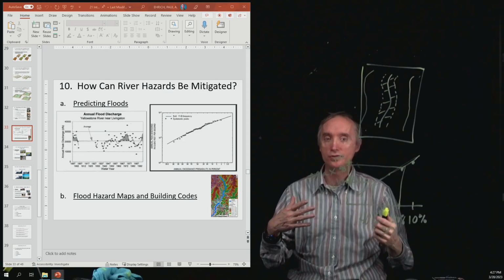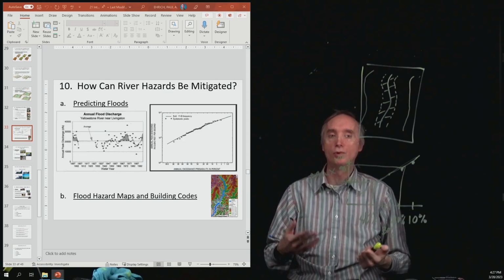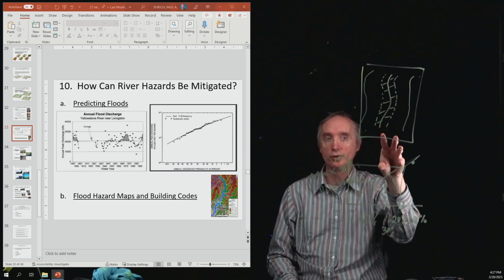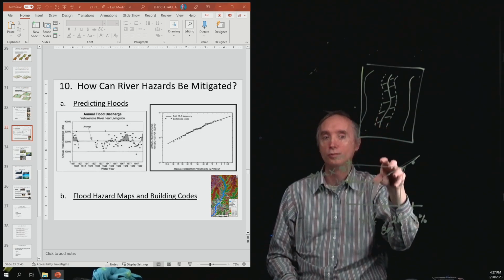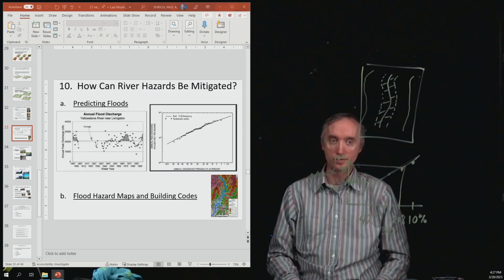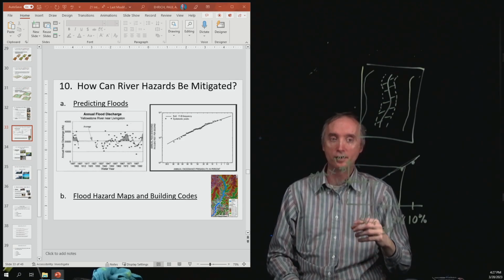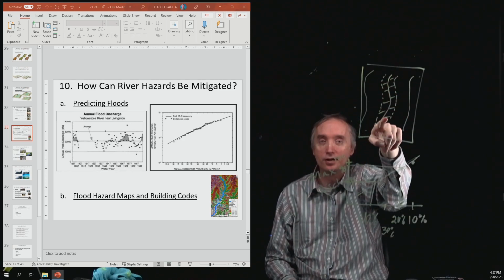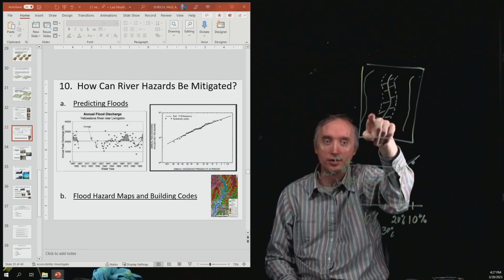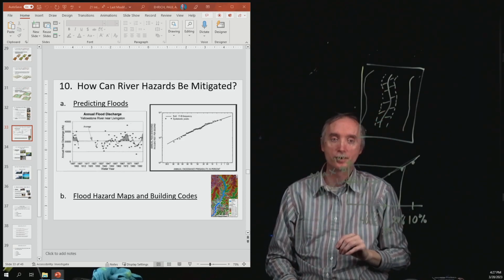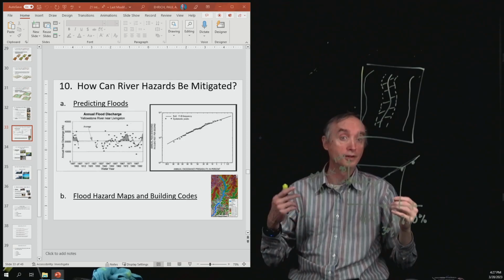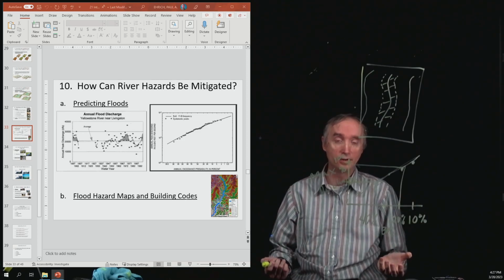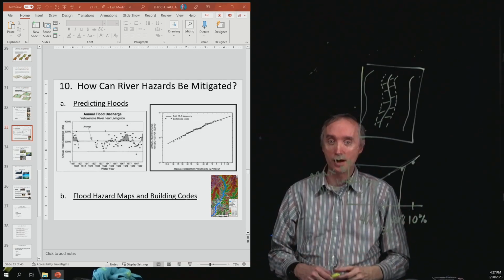Now, how's that going to help us? So once we know what the probability is that a flood is going to occur, we can then come up with building codes. And we could say that if there is a 90% chance that the water is going to be in this region here, don't build your house there. So it would be illegal to build your house in that area. Or if you want to build your house in that area, you're going to have to pay really, really high insurance rates in order to be able to do that.